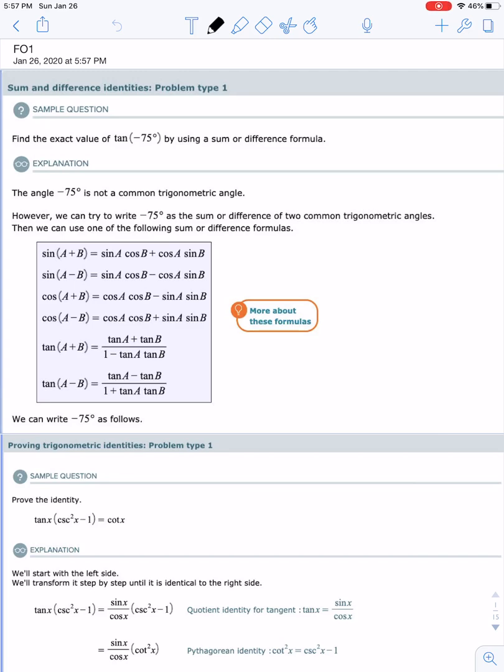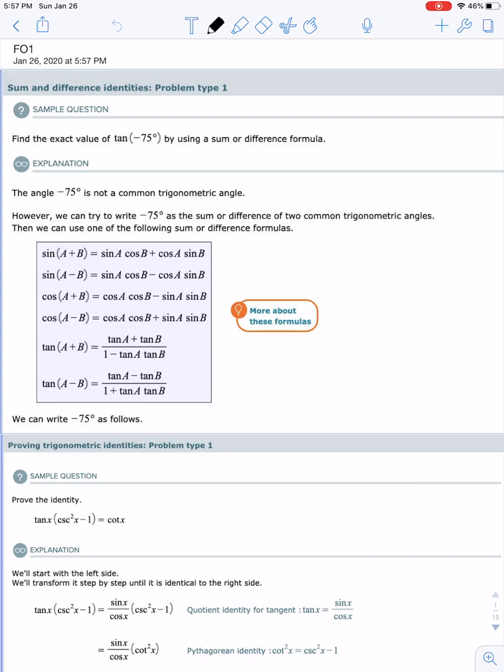Alright, this video is to help you get started with F01. These are problems exactly the way that you will see them in ALEKS. Question 1 says, find the exact value of tangent negative 75. Anytime a problem says exact, it means no calculator.